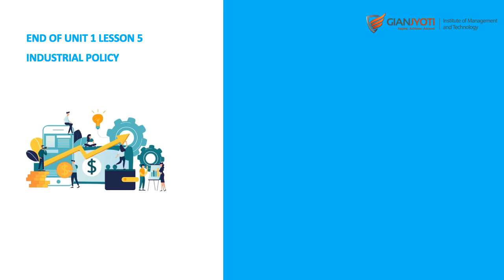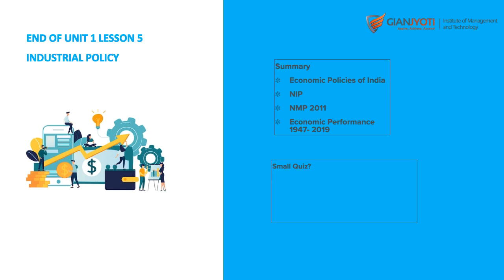So let me summarize the things. We talked about the economic policies of India. We talked in detail about the national industrial policy, or our new economic policy. Then we talked about our new manufacturing policy, which came out in 2011. We also looked at the economic performance after independence till date. Here is a small quiz, so I hope you'll be able to answer all the questions. They are just simple. If you have been listening to this session, you'll be able to answer it.